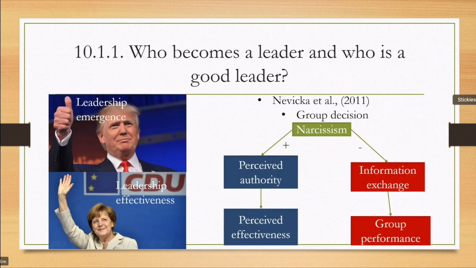Power and influence. We have leadership emergence versus leadership effectiveness. So it's also quite tolerable to narcissism or prone to narcissism. So what we have is that narcissism contributes to perceived authority, and perceived authority then will automatically lead to perceived effectiveness. So people who are highly authoritarian, they are perceived as more effective, even though they're not really. And then, of course, you have leadership effectiveness, which is information exchange. So if you're less narcissistic, then you will exchange more information, also accept other information, and this will lead to better group performance.